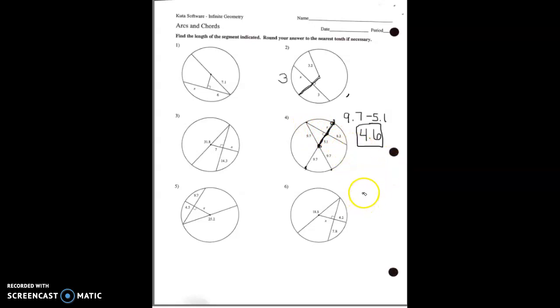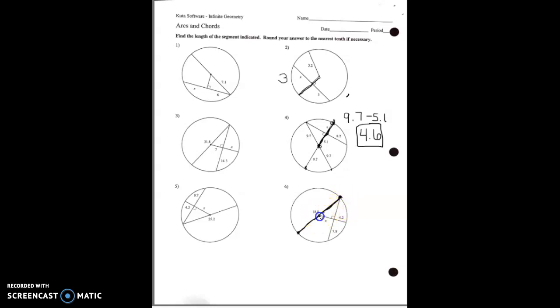All right, number 6. Let's look at number 6, okay? Now this one may be a little bit different for you because this 18.8, sorry guys, might have confused you. The 18.8 is actually referring to the entire diameter, and that may have been confusing. I probably should have clarified that. But it's the entire diameter, all the way up there is all that's 18.8.